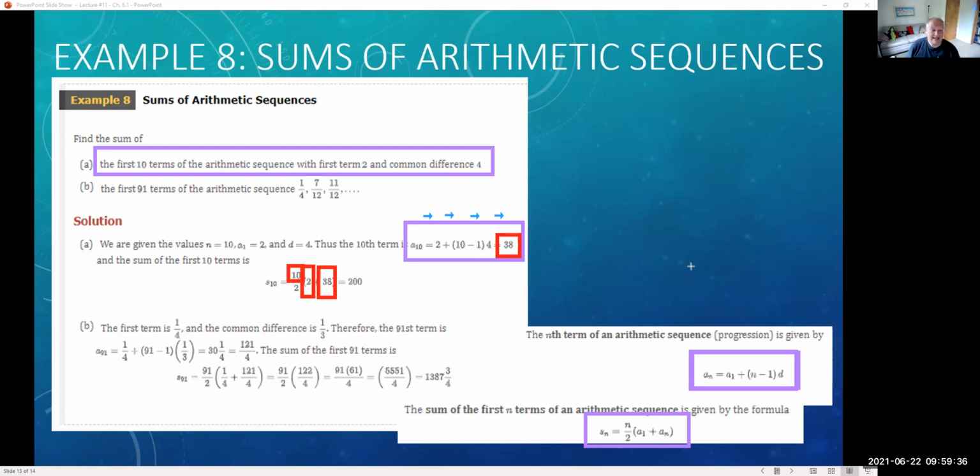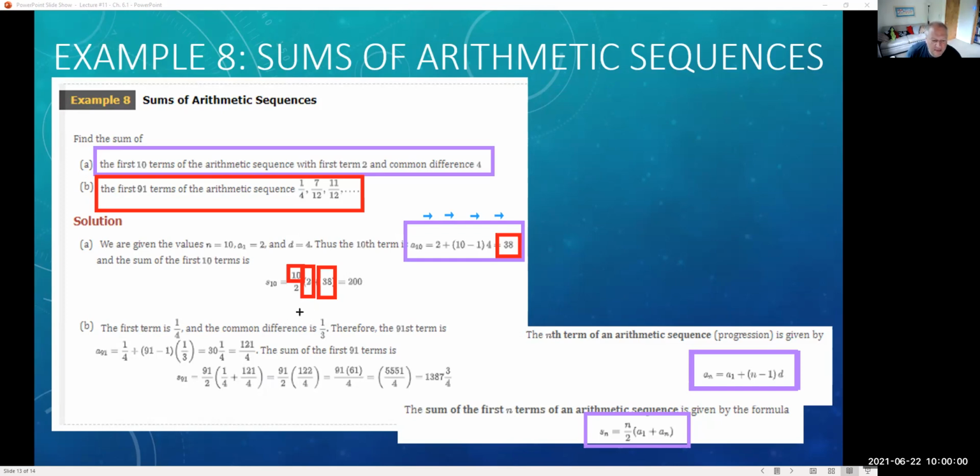Okay. And then the last one, it says, find the sum of the first 91 terms of this arithmetic sequence. That's going to require you figuring out what the difference is and also finding out what the 91st term is by using the nth term formula. The only thing here is it's a little bit complicated because of fractions. So let's first focus our attention on trying to figure out what the common difference is.